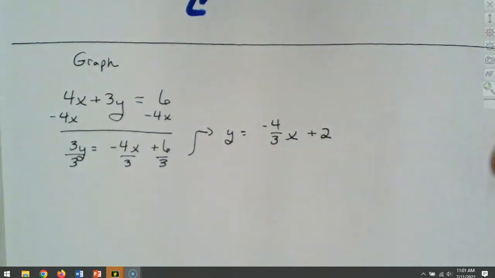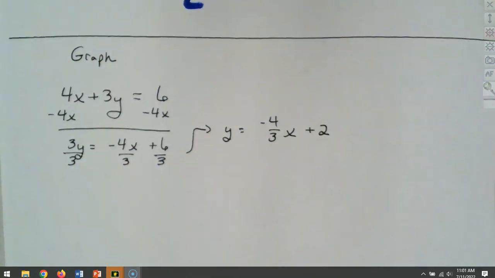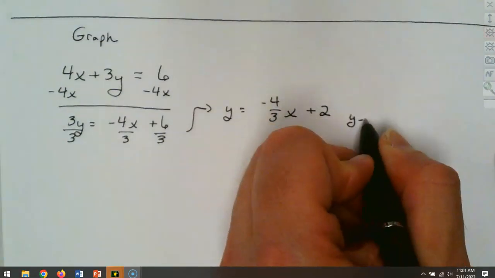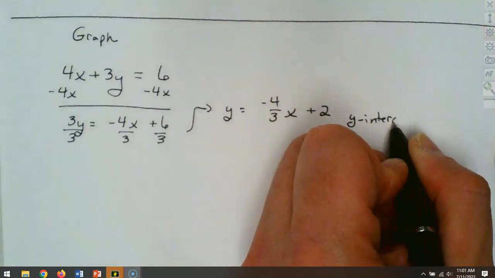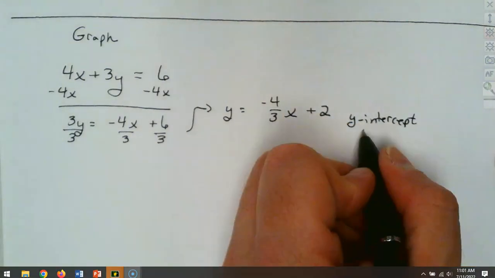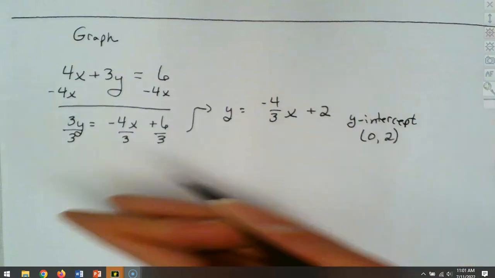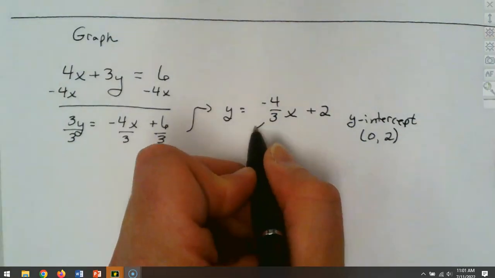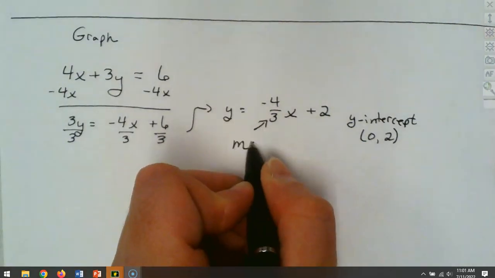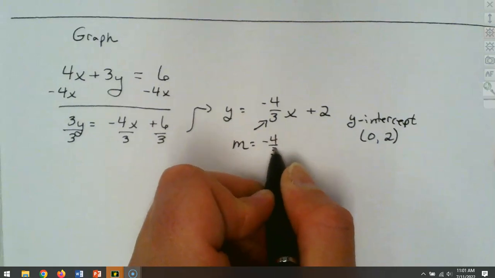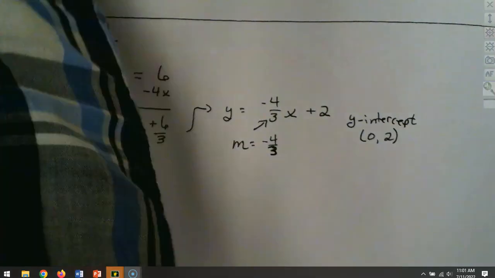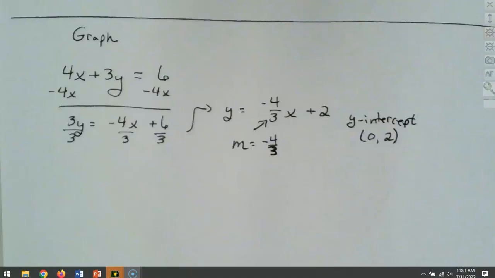And now we have everything that we need to graph this line. We have our y-intercept, which is our point. And our y-intercept is 0, 2. And what about our slope? What is our slope? Right there. And that's minus 4/3. So we're okay with that so far.